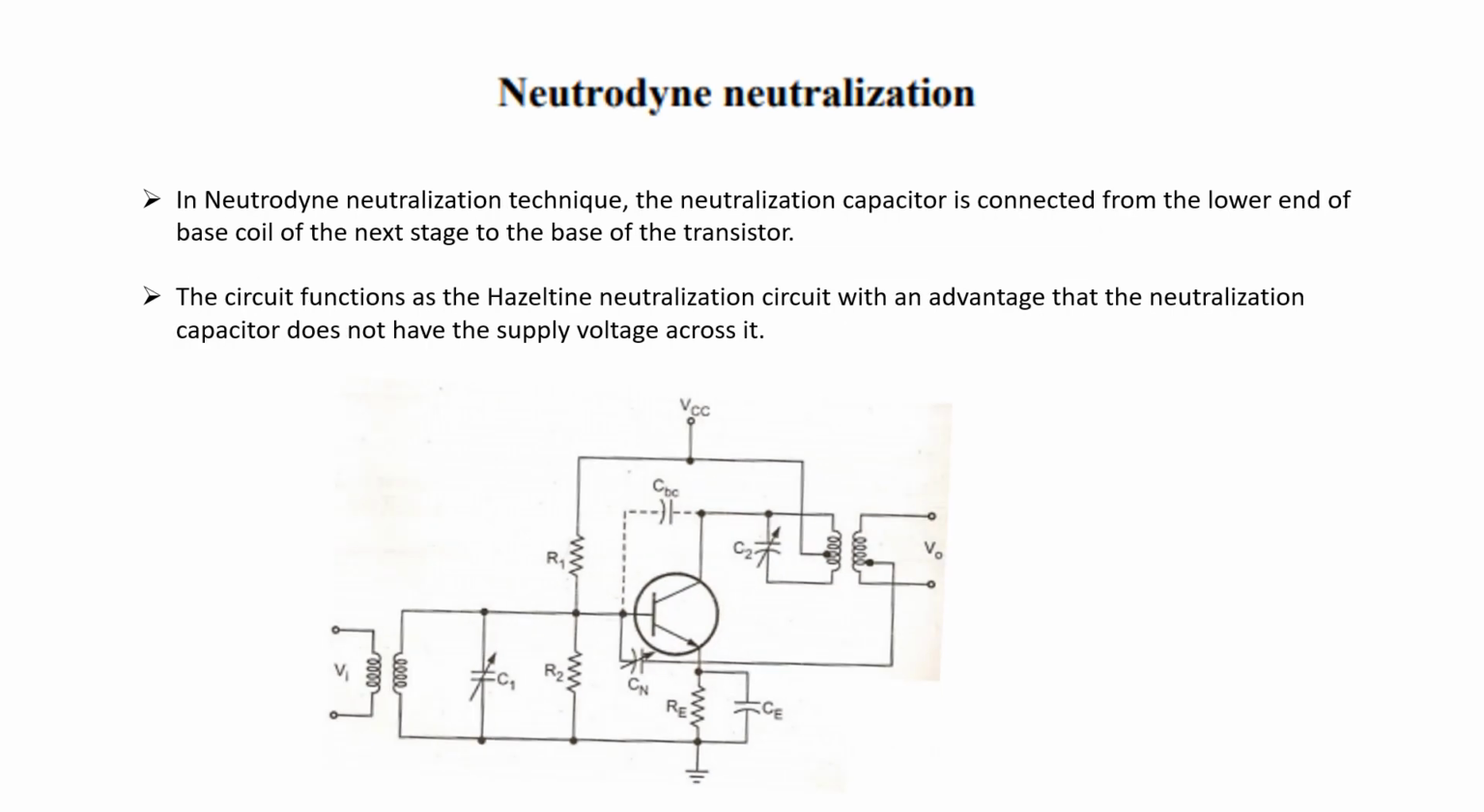The figure shows a typical neutralization circuit. In this circuit, the neutralization capacitor is connected from the lower end of the base coil of the next stage to the base of the transistor. In principle, this circuit functions in the same manner as the Hazeltine neutralization circuit, with the advantage that the neutralization capacitor does not have the supply voltage across it.